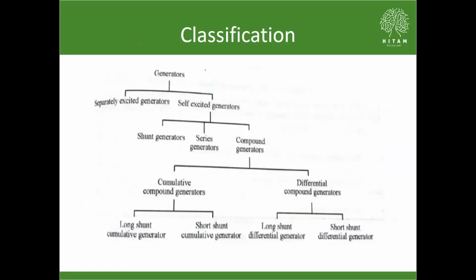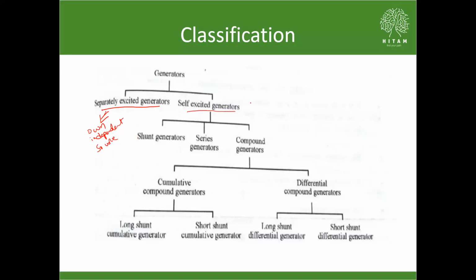Followed by the classification. This is not required, but you have to just remember how we can classify, that is, what are the types of generators we are having. That is separately excited DC generators and self-excited DC generators. Separately excited in the sense it has its own, or independent, supply in order to excite the field windings. So in order to excite the field windings, we must have our own independent source or supply.